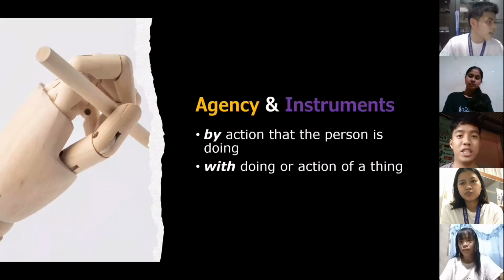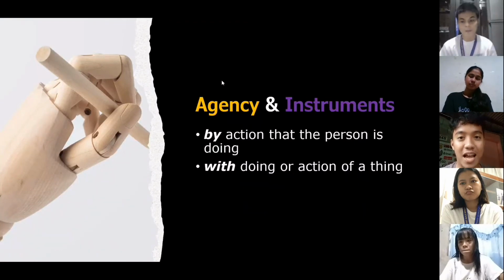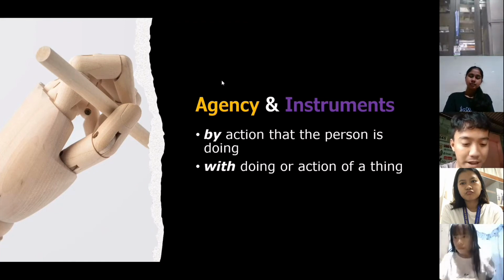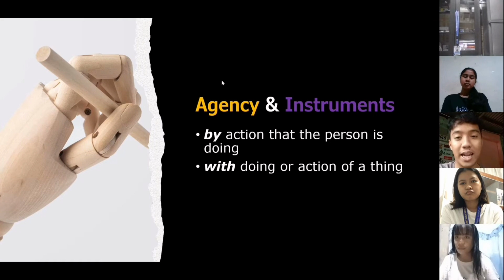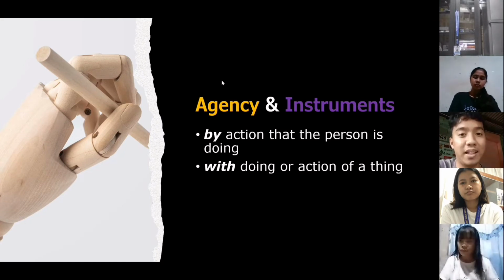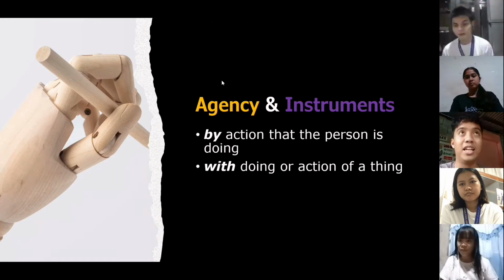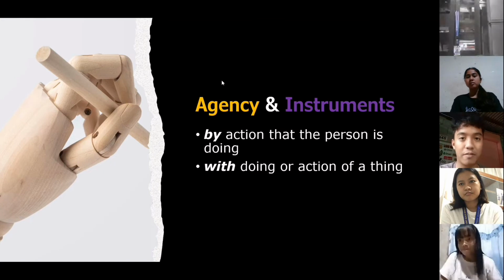So we have the prepositions by and with. We use the preposition by if the action is done by a person. So we use by if the subject is a person or people, or if we have a person that is doing and has done something. Then we use the preposition with if the subject is a thing or anything except a person, or if we have an object and we use it as an instrument to do something. So next.